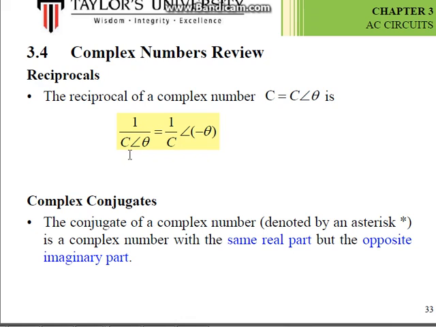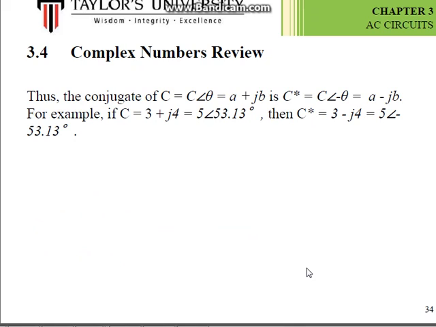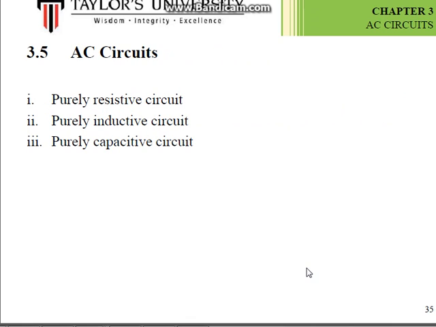1 over C, the reciprocal in phasor form, can also be indicated by its equivalent over here. Conjugate just means if your phase is positive, then you change it to negative, and the other way around. Same real part but opposite imaginary part. So for example, the conjugate of 6 plus j8 will be equivalent to 6 minus j8. If it's minus, then it's plus. So these are some examples of how it is. You may give it a try on your calculator.